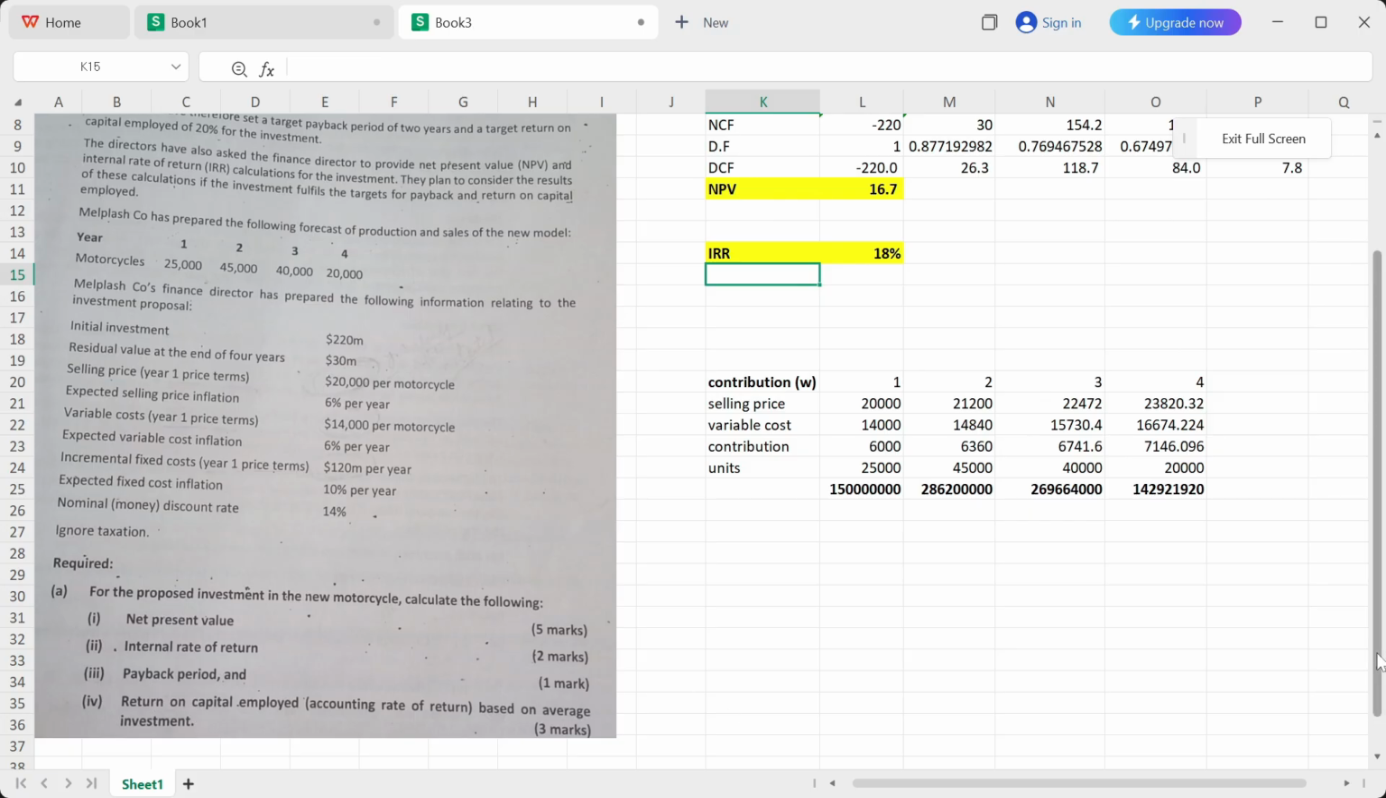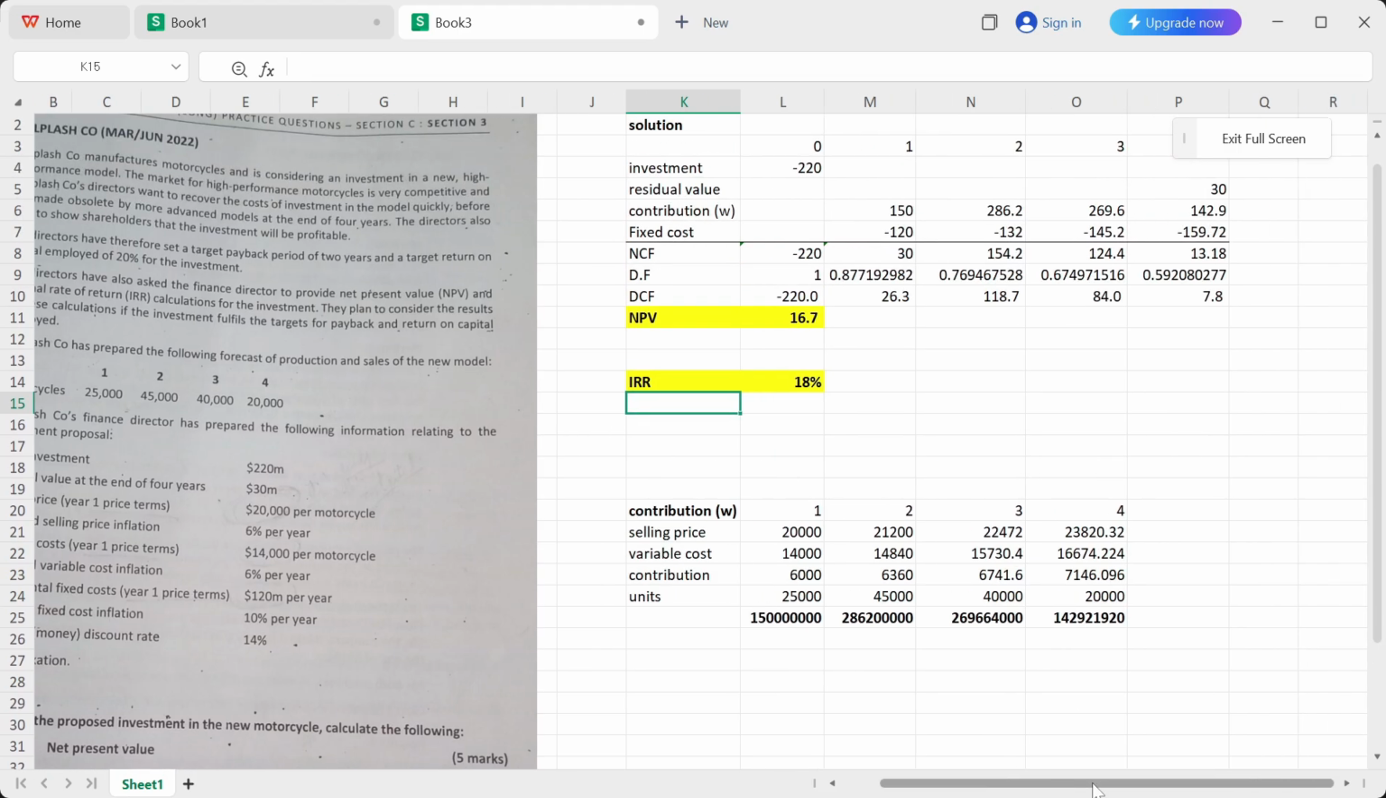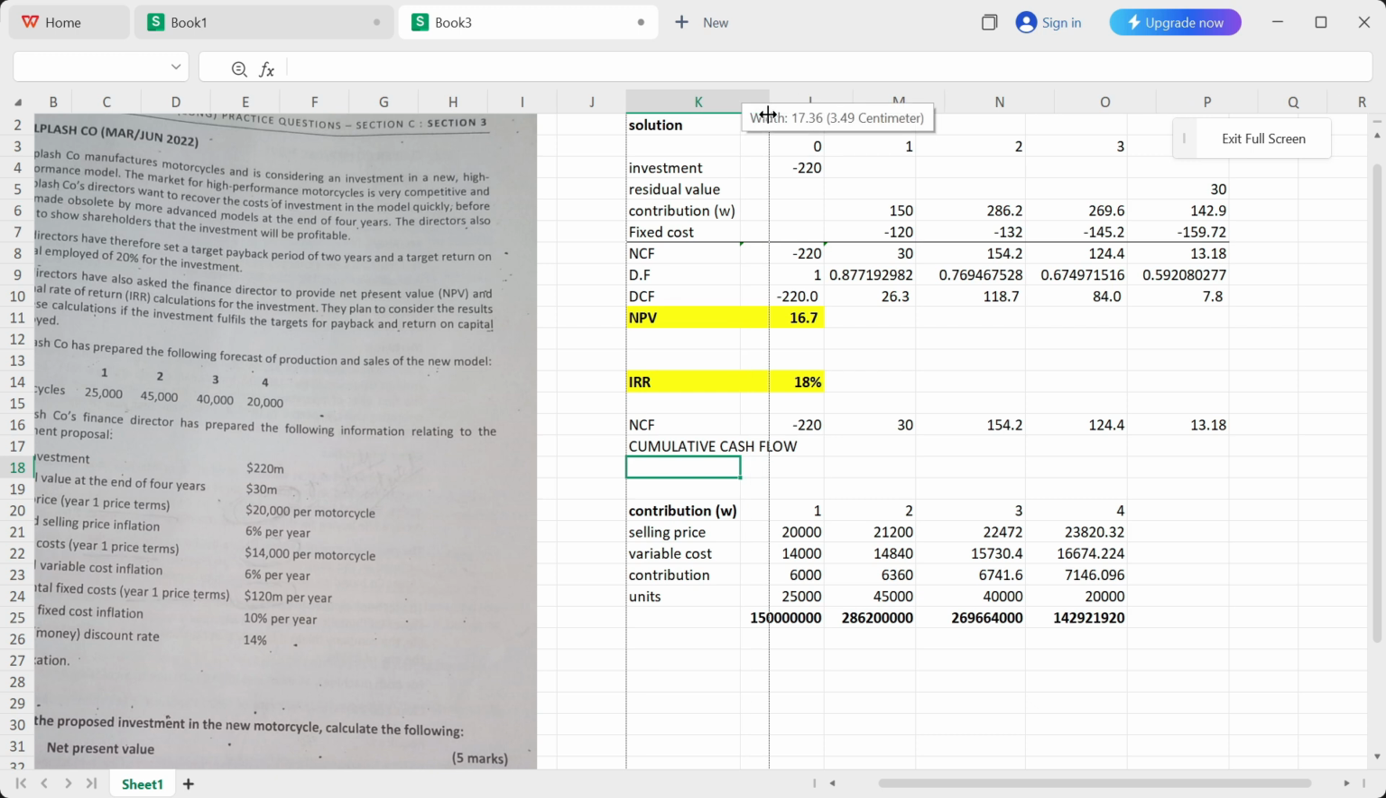It's a normal payback period, which means that we are going to use our net cash flows, not the discounted cash flow. Now, in order to calculate the payback period, I will just copy the net cash flows as they were. So we have 220, we have 30, we have 154.2, we have 124.4, and we have 13.18. Okay, so I just copied my net cash flow, and now I'm going to make a row of cumulative cash flow, because that is what we need in order to calculate the payback period.